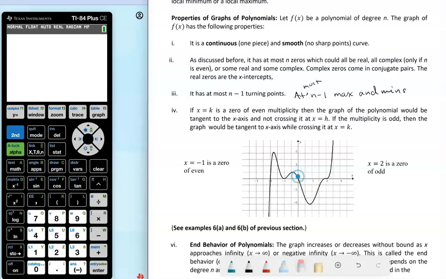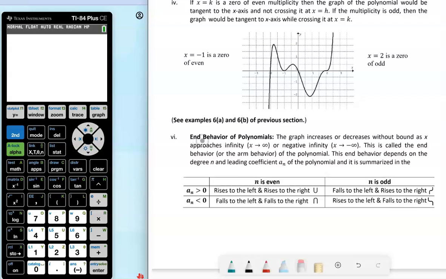Where it crosses the x-axis, it has an odd multiplicity. In this case, it goes from a positive y value to a negative y value. There's a turning point, and then we come up here from a negative y value to a positive y value. We have crossed the x-axis. That is a 0, and it has an odd multiplicity.